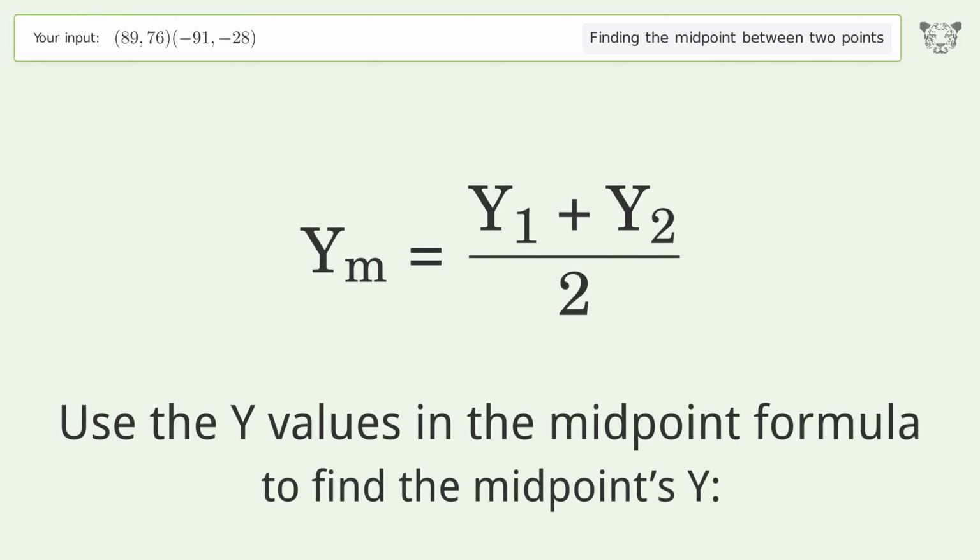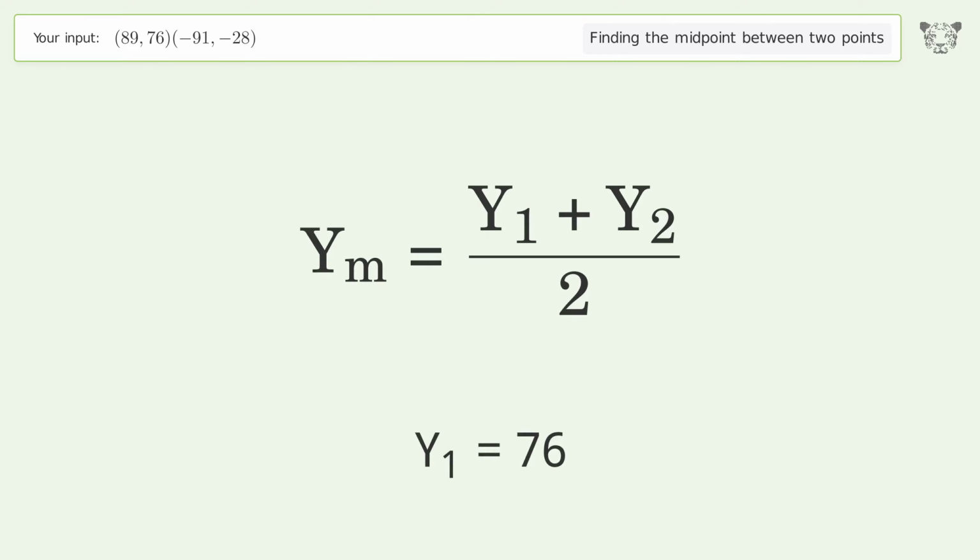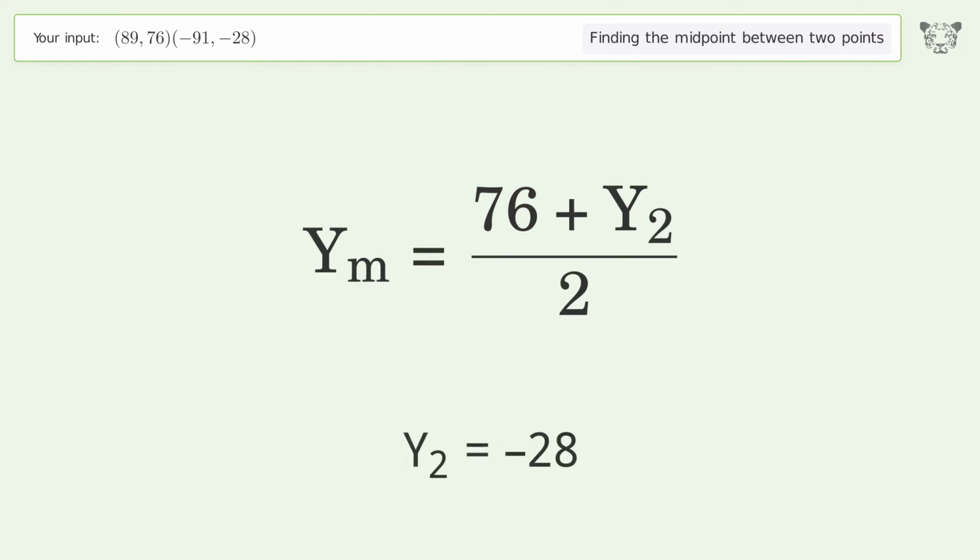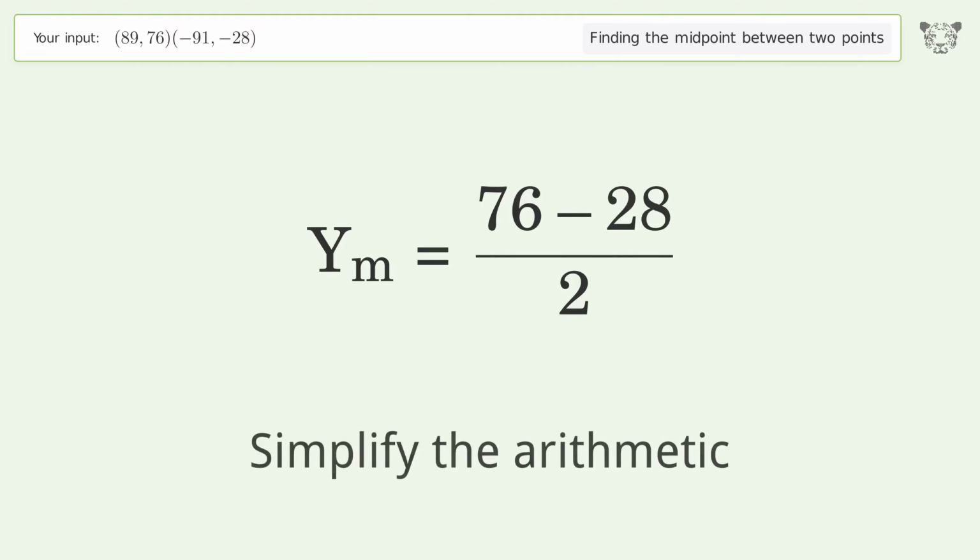Use the y values in the midpoint formula to find the midpoint's y. y1 equals 76. y2 equals -28. Simplify the arithmetic.